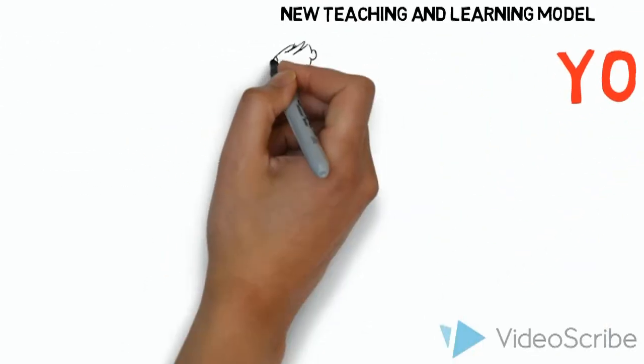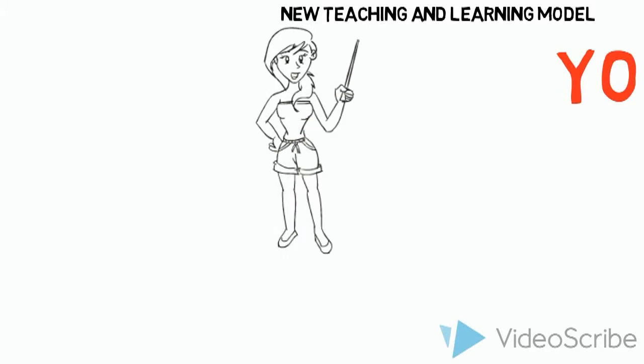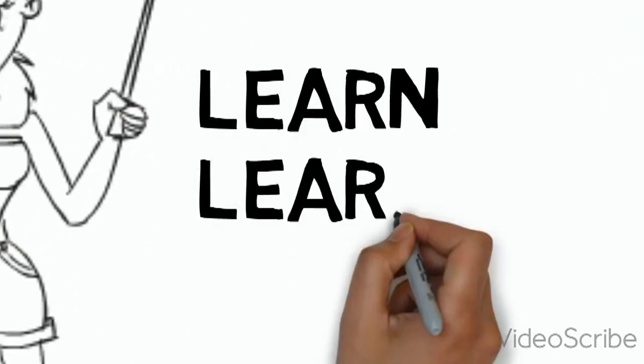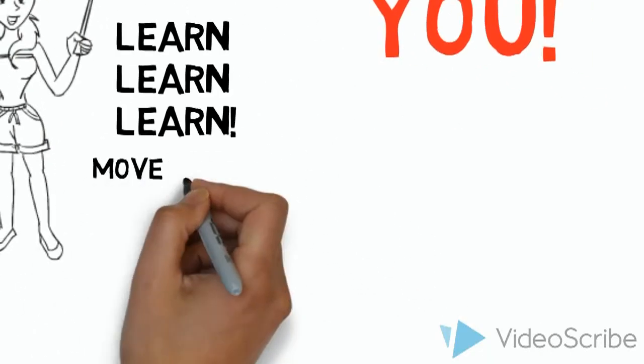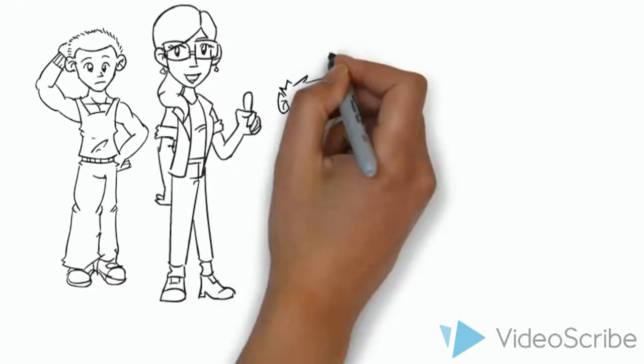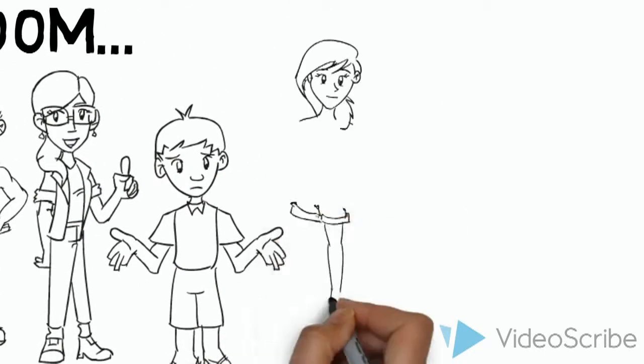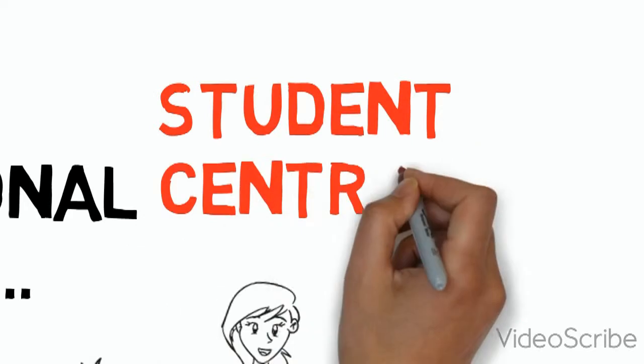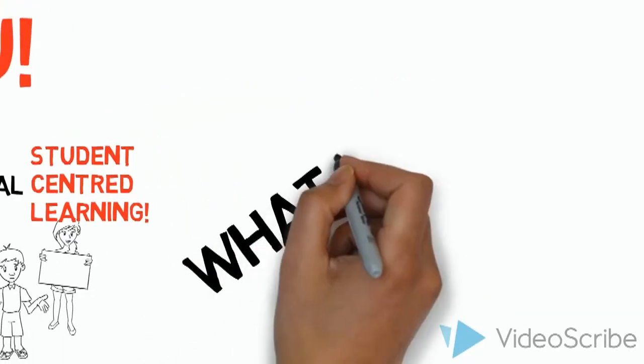A model that moves away from the traditional classroom with the teacher up the front telling you to learn, learn, learn. Our new model is centered on the student and their learning. This is as it should be. It is student-centered learning. So, what is it? It's called flipped learning. We flip the classroom and turn it on its head.